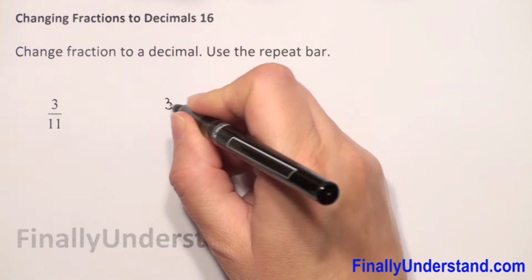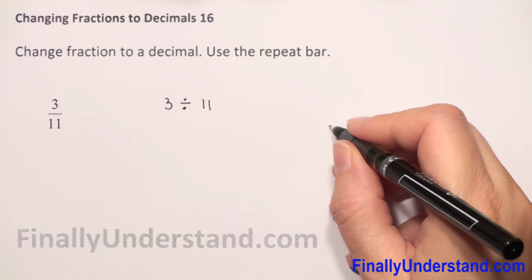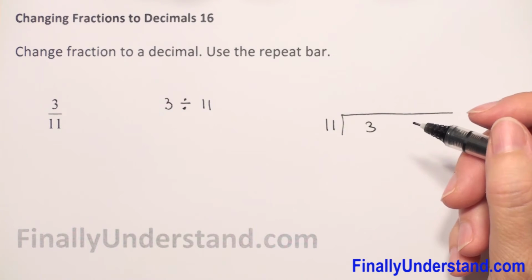We have a given fraction and we have to change it to a decimal. So we will divide the numerator by the denominator. We will use long division. Our divisor is 11. 3, and what next?